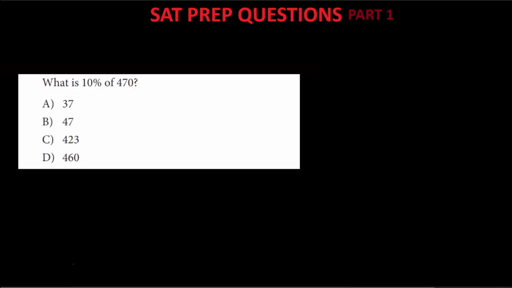This was the first question on the 2020 SAT. It wanted you to find 10% of this number. So that's just 470 times 0.1, which just makes you move the decimal space 1 space. So the correct answer is 47.